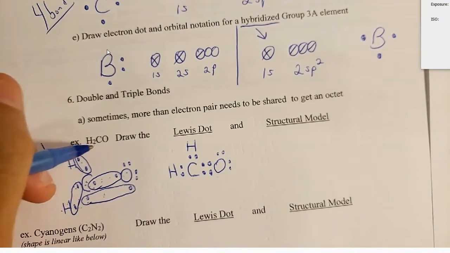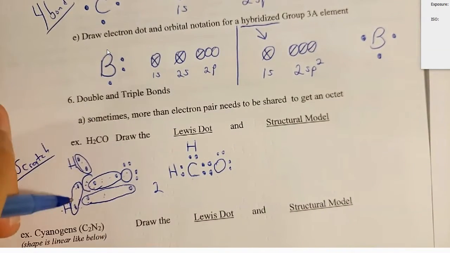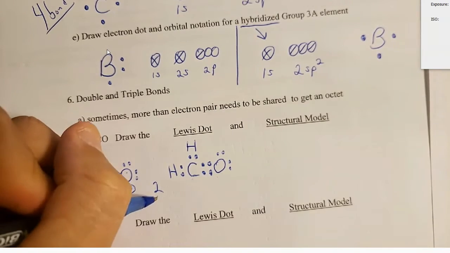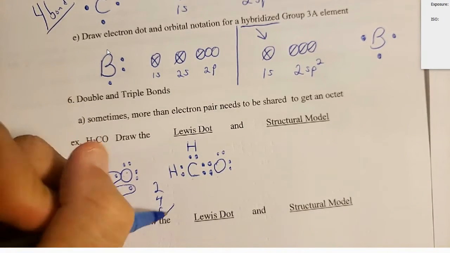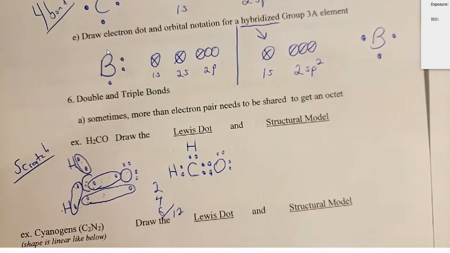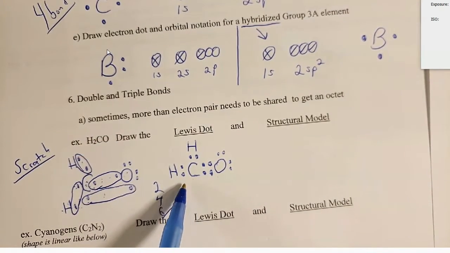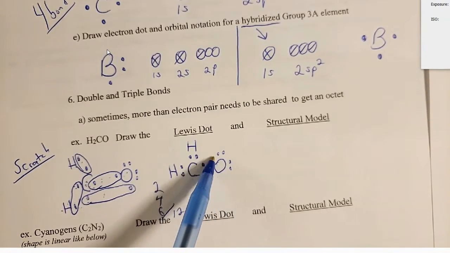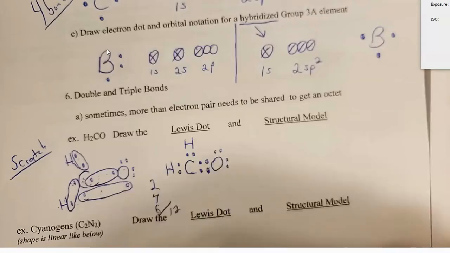So yes, everybody has an octet. And then we want to do an electron count. We had hydrogen that each brought in 1, so 2 electrons total from the hydrogen. Carbon has 4 valence electrons, and the oxygen had 6 valence electrons. So we have a grand total of 12 electrons to play with. So let's make sure that we only have 12. 1, 2, 3, 4, 5, 6, 7, 8, 9, 10, 11, 12. We've got the right number of electrons. Everybody has an octet. We're good.